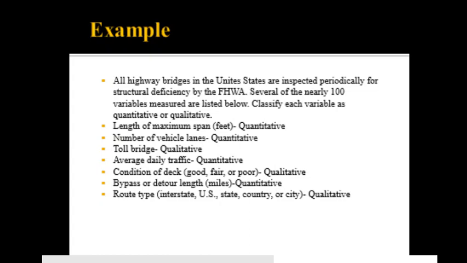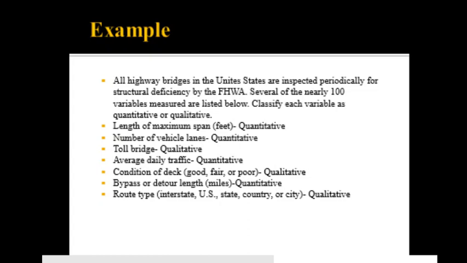The data here is collected for all highway bridges in the United States. And then out of the 100 variables measured, these are some of the variables that are listed here. The first one is length of maximum span in feet. This is quantitative because it's a numeric value. Number of vehicle lanes, again, it's numeric, so it's quantitative data. Toll bridge or not, qualitative because it doesn't have a numeric value. Average daily traffic, quantitative. Condition of deck, there are three categories here, good, fair, or poor, so it's qualitative.